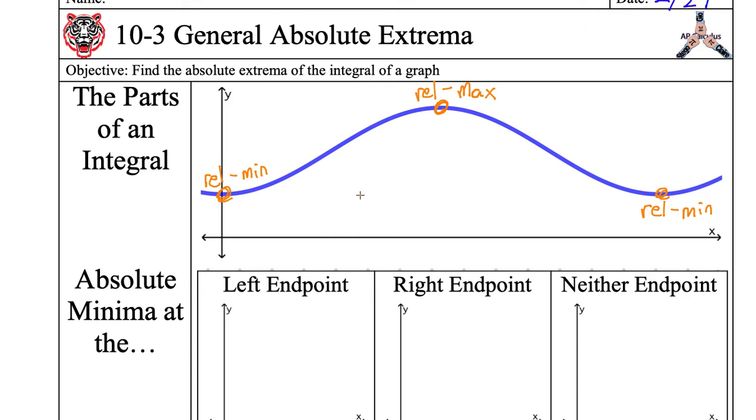All right, anyway, we have relative min, relative max. What else do we need to say? Okay, let's assume that this is a graph of f of x. That way I can talk about it in notation later. I can take the integral. The integral normally always has a beginning for AB calculus and BC usually too. So let's go ahead and draw a line. We'll start at A, and then I might not have an end.